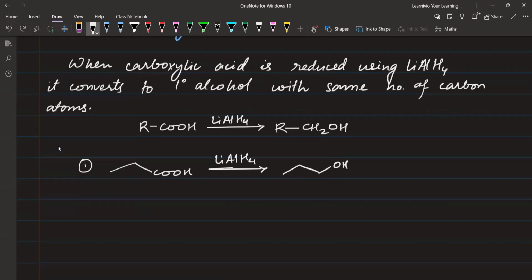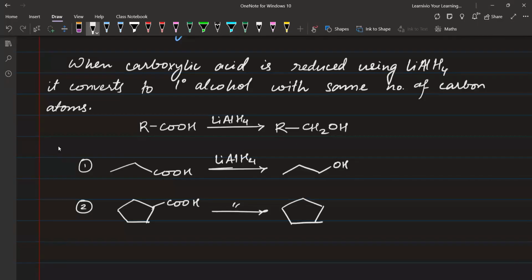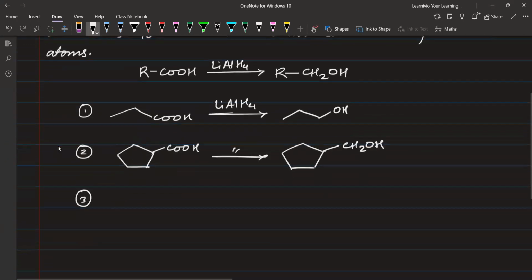Secondly, if you have something cyclic, then make everything as it is. Same lithium aluminum hydride. Make everything as it is. In the place of COOH, it should be CH2OH. ठीक है? थर्ड एंड फोर्थ आप लोग कीजिएगा.